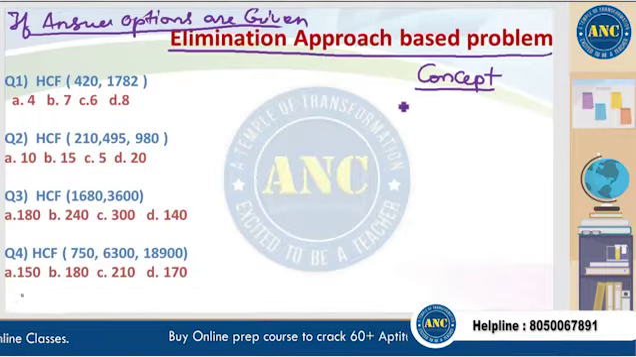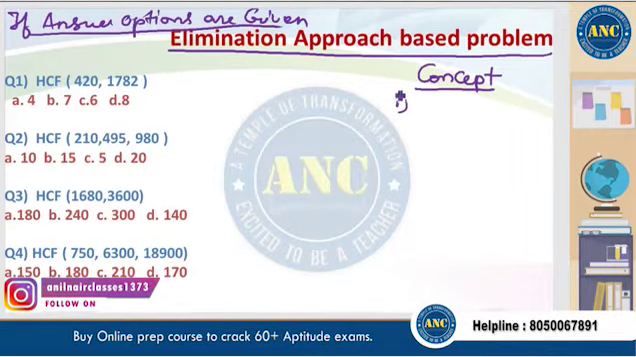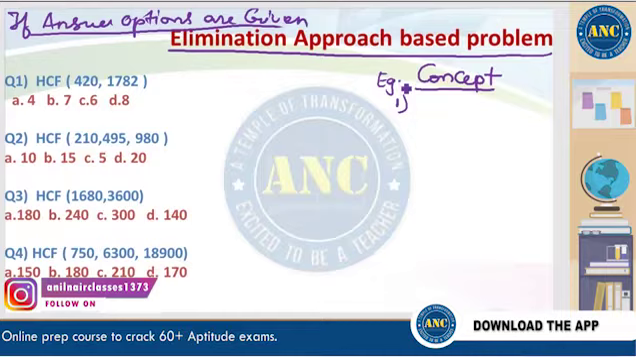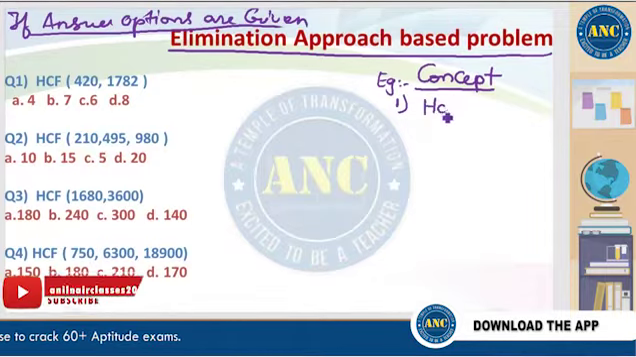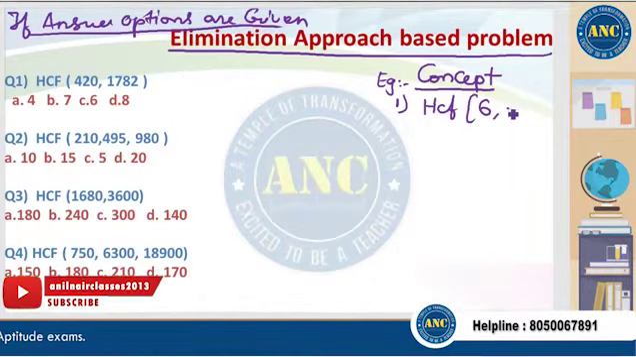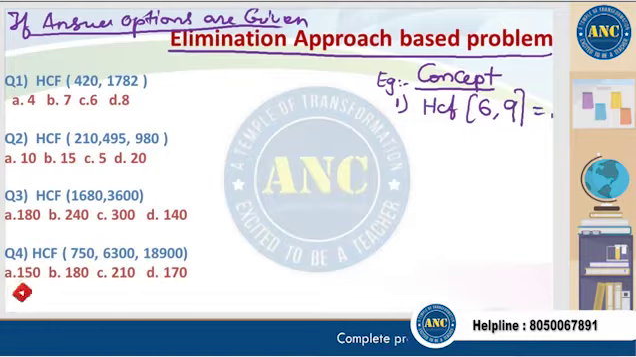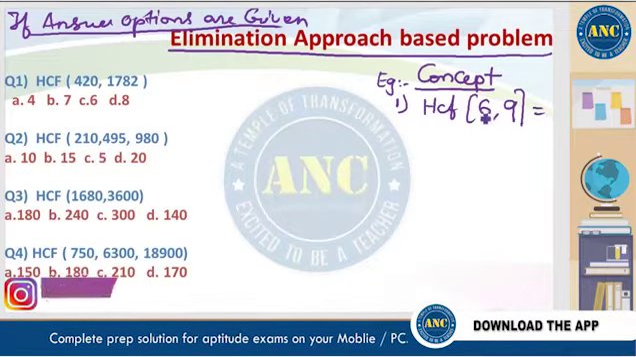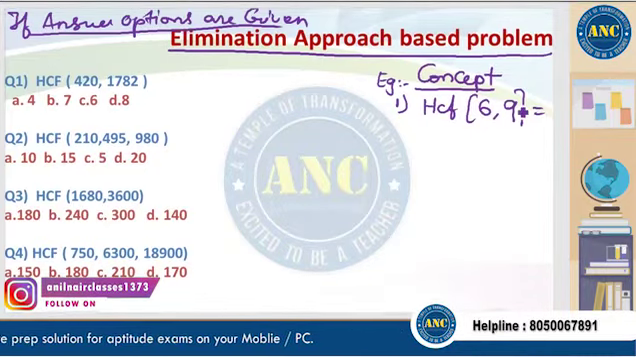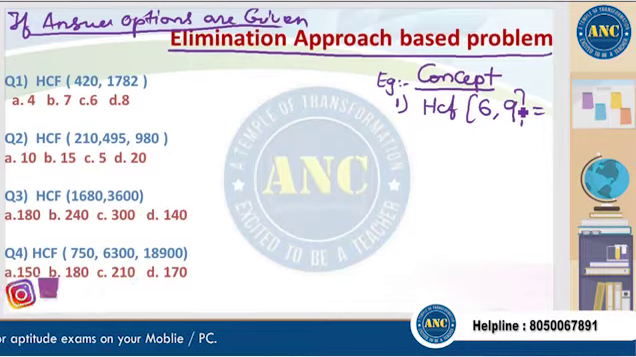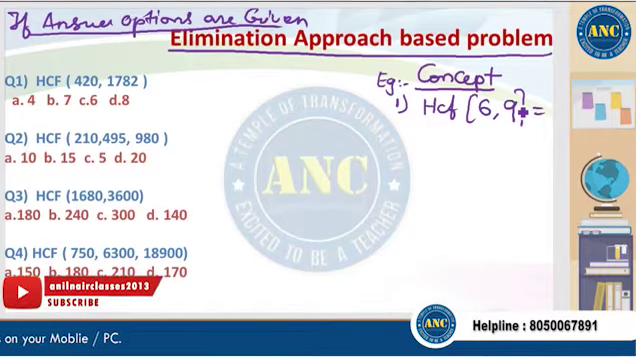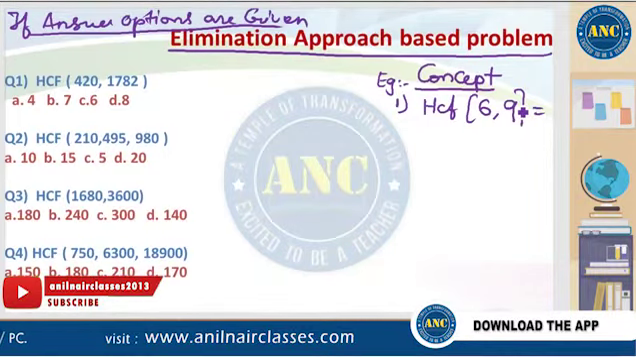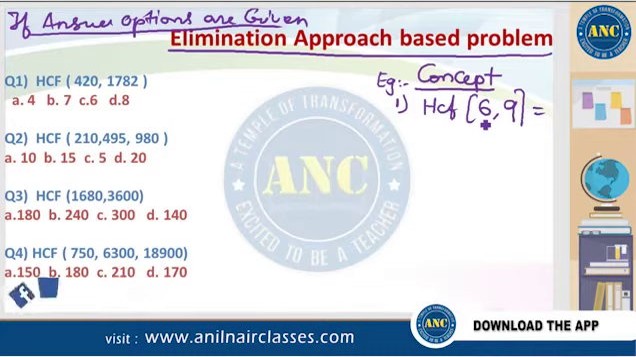Concept one. First we will take an example. Suppose I take the HCF of 6, 9. HCF of 6, 9 is nothing but 3. Why? Because the lowest is 6, and 6 will not divide 9. We take the factors of 6: 1, 2, 3. The highest is 3. HCF of 6, 9 is 3.